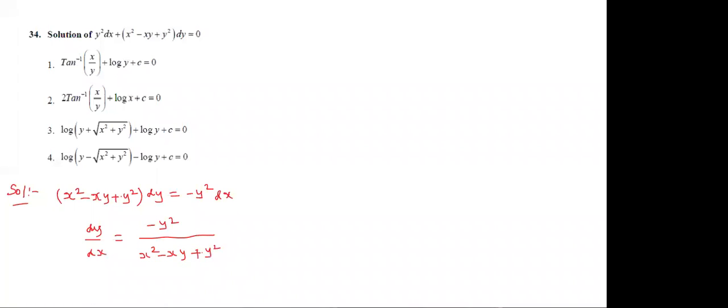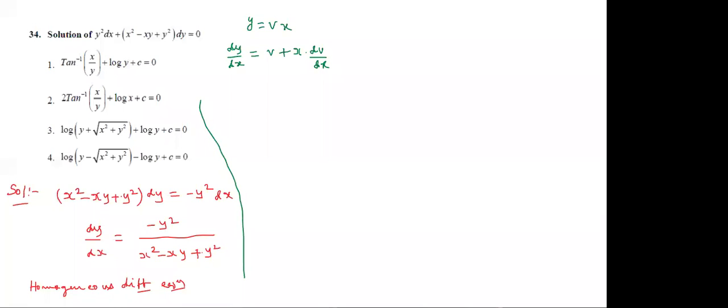Here observe that numerator and denominator degree is same. So we will say that this is a homogeneous differential equation. Now how to solve this? We know very well. So instead of y, take vx, apply the differentiation on both sides with respect to x. dy by dx is equal to v plus x into dv by dx. So those values substitute in the question.